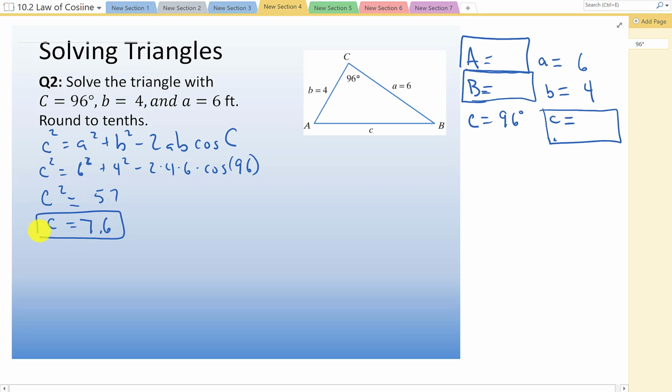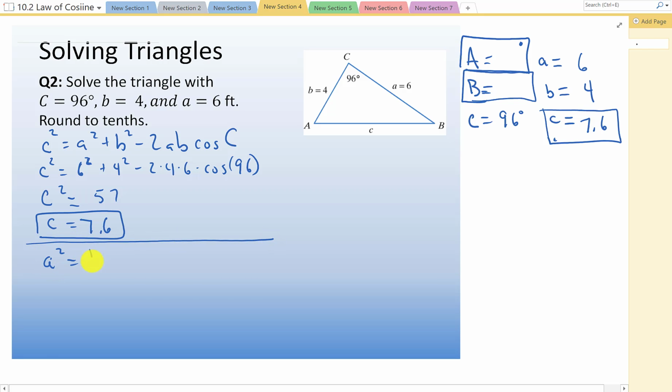All right, so we found the length here, 7.6 feet. Now we need to find an angle. It doesn't matter which one we find, A or B. I found B last time, so let's find A this time. Now, if I want angle A, I need the cosine A equation. So that would start me off like this.